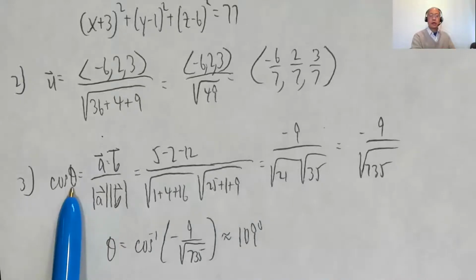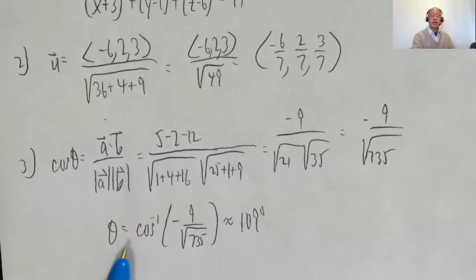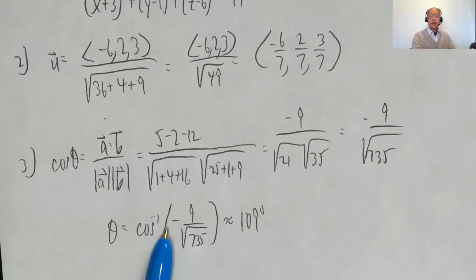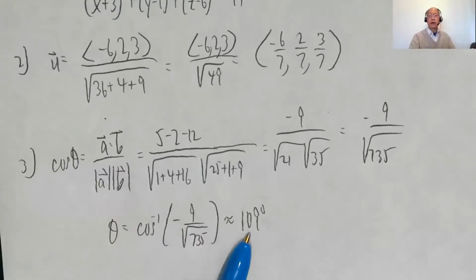So to find a cosine, that's the cosine of theta. So theta is the inverse cosine of that quantity. So inverse cosine of -9 over radical 735. And the answer is about 109 degrees. Okay, so that was quiz number 1 for Calc 3.